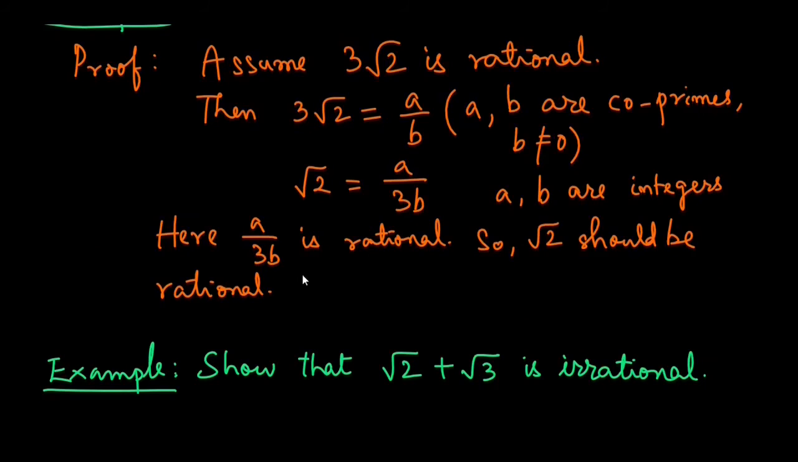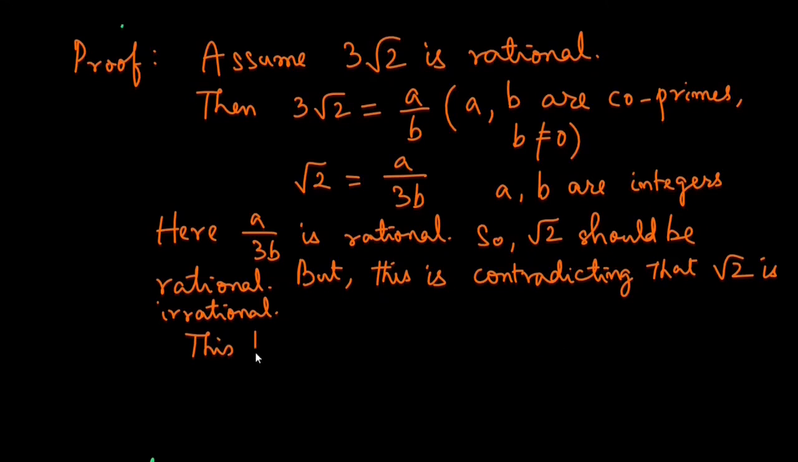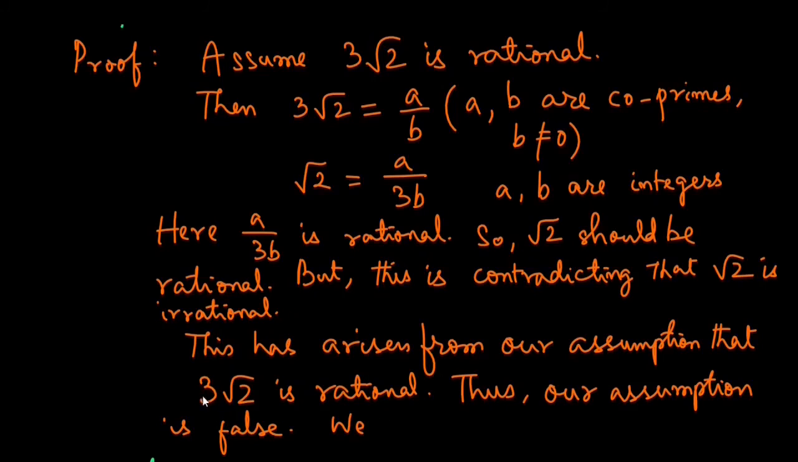But this is contradicting that root 2 is irrational. This has arisen from our assumption that 3 root 2 is rational. Thus, our assumption is false. We conclude that 3 root 2 is irrational.